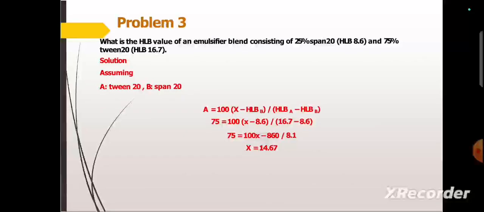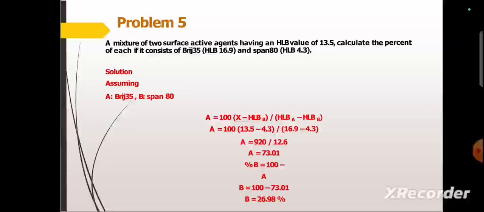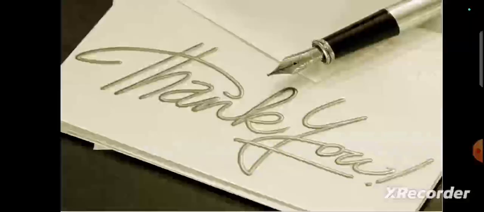Same, problem 3. What is the HLB value of an emulsified blend consisting of 20% Span 20 and 75% Tween 20? Their HLB values are 8.6 and 16.7 respectively. So practice this formula and these problem statements. Problem number 4, and problem number 5. Thank you.